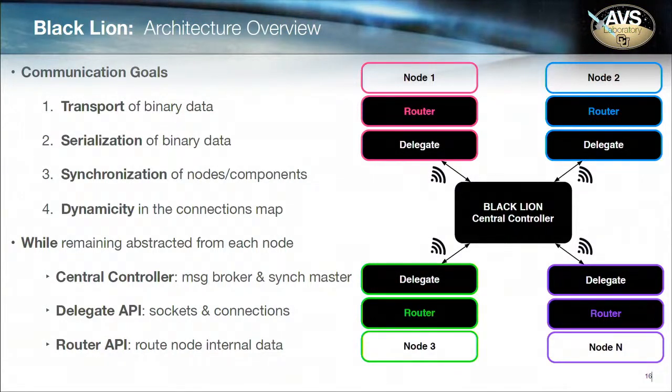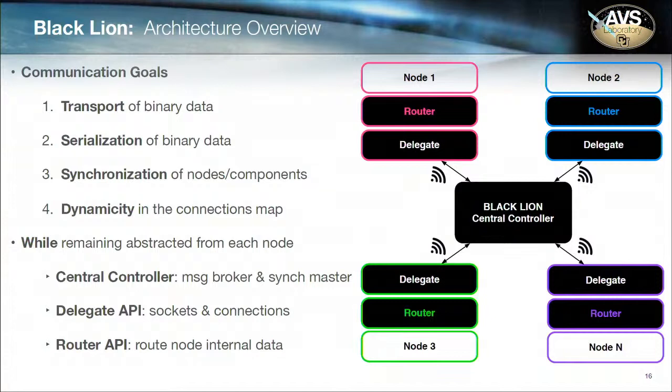So all these components need to be kept in lockstep during a simulation run. And the fourth goal is to have dynamicity in this connection map. This means that none of these applications should be required. All of them should be like clients that can come and go without bringing down the entire system. So Black Lion aims to achieve these 4 communication goals while remaining as abstracted as possible from the internals of each node.